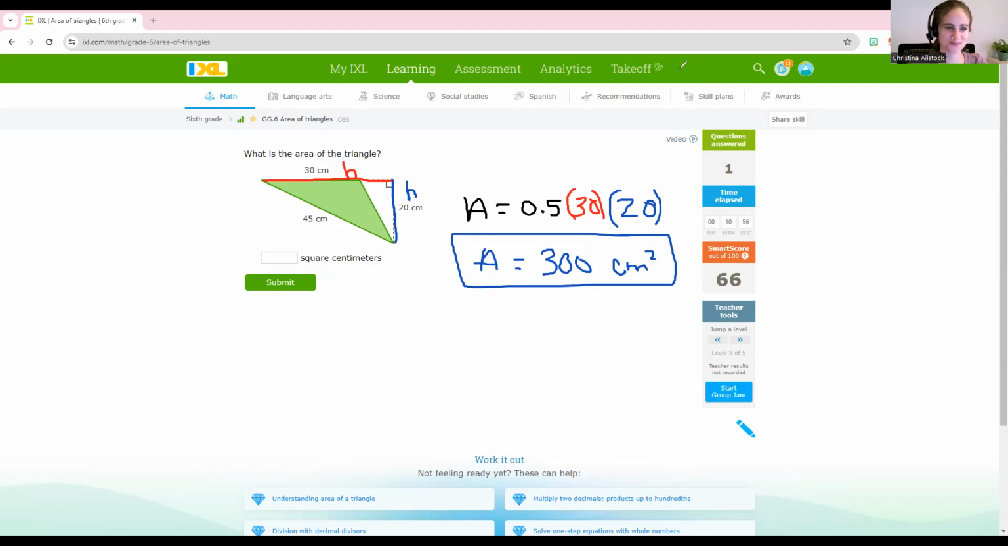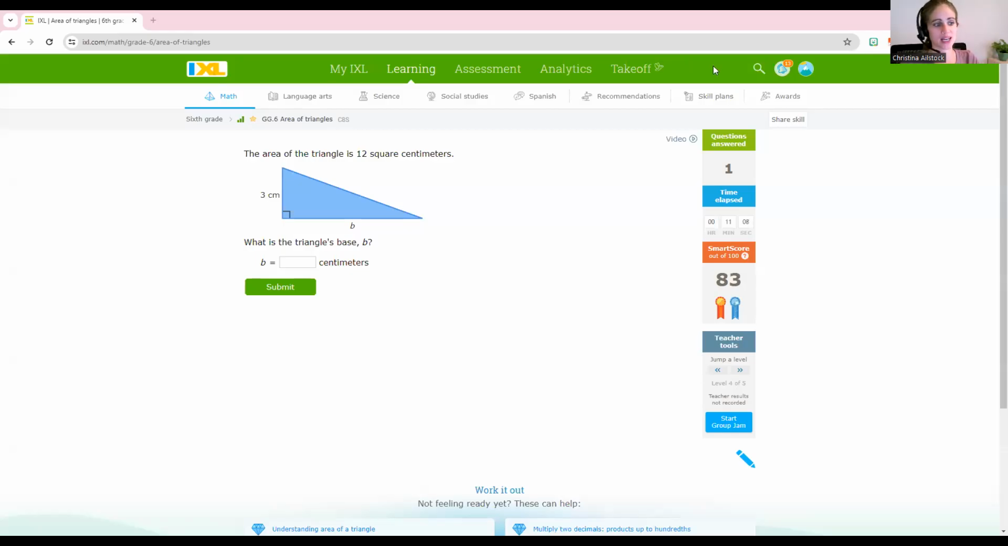Very good. All right, at this point, we're going to get into some that are a little bit more in that challenge zone of IXL, and what I referred to at the beginning: what do we do if we're given the area and we need to find either the base or the height? That's what we have here. We're being told that the area is 12 square centimeters, and we're being asked to find the base, but they did give us the height here.